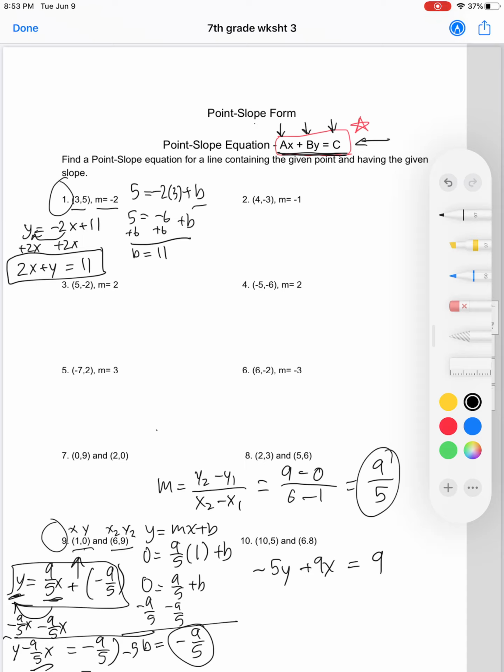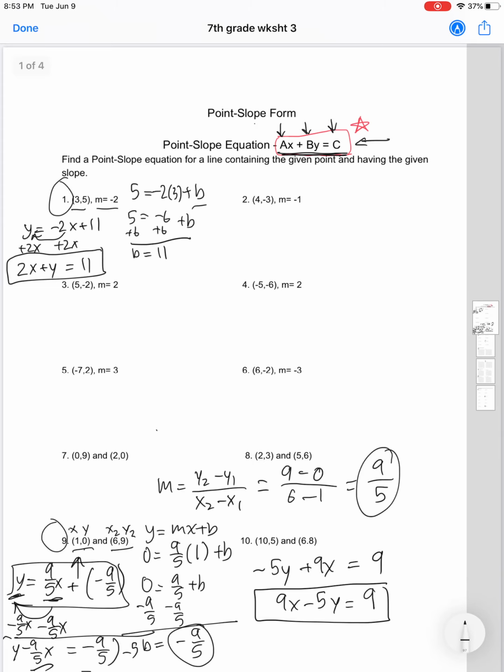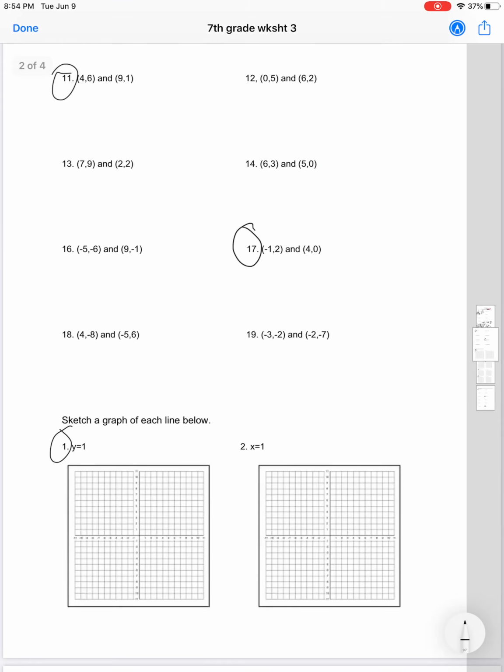Right? So we can say that 9x minus 5y is equal to 9, which is going to be the answer for number 9. Moving on. Now we have two problems. Same thing. We have one point, we have another point. Now what we can do is find the slope because we don't know what the slope is.